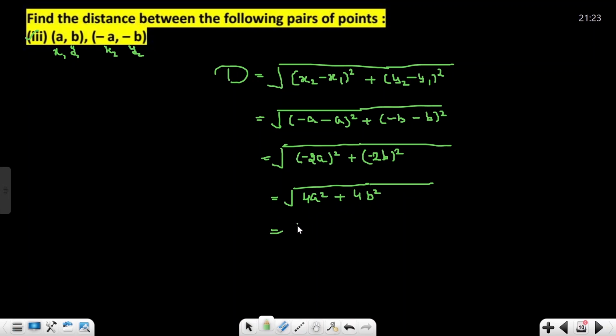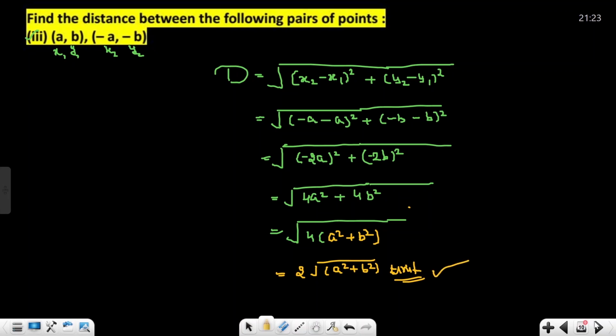Take 4 common. If you take 4 common, what is the remaining term? a square plus b square. But here you know the root of 4 is 2. So the remaining term always stays in the root: root of a square plus b square. A lot of students cancel out the square with the root. No, only if the whole thing is squared can we cancel out the root. That is the unit answer.